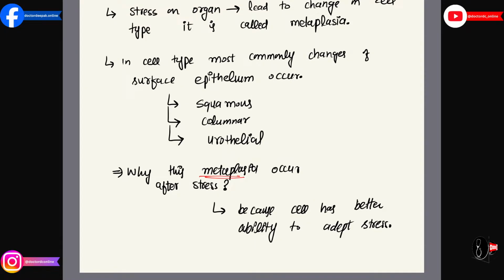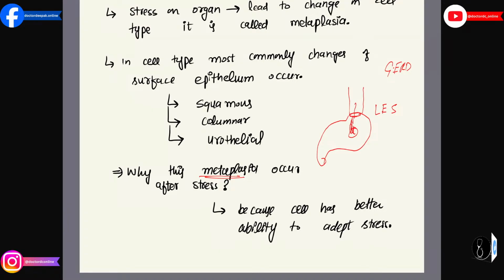Let's take one example of the esophagus. Here is the esophagus, and below that we have the stomach. We know that between the esophagus and the stomach there is a junction called the lower esophageal sphincter, which closes the esophagus and does not allow gastric content into the esophagus. But there is a condition called GERD, gastroesophageal reflux disease. In GERD, what happens? The acid goes from the stomach to the esophagus.